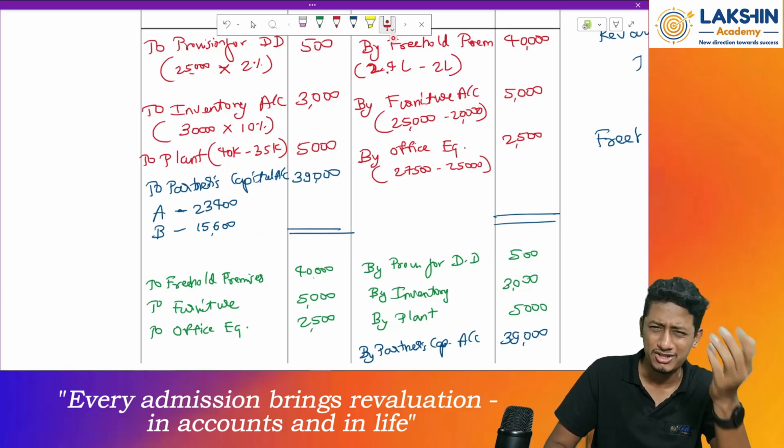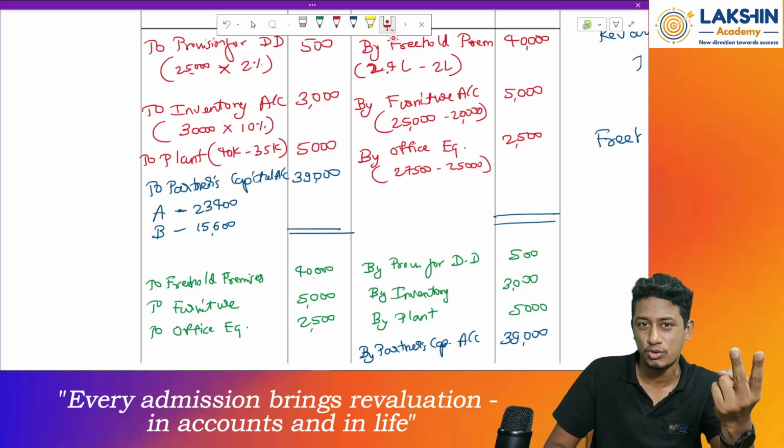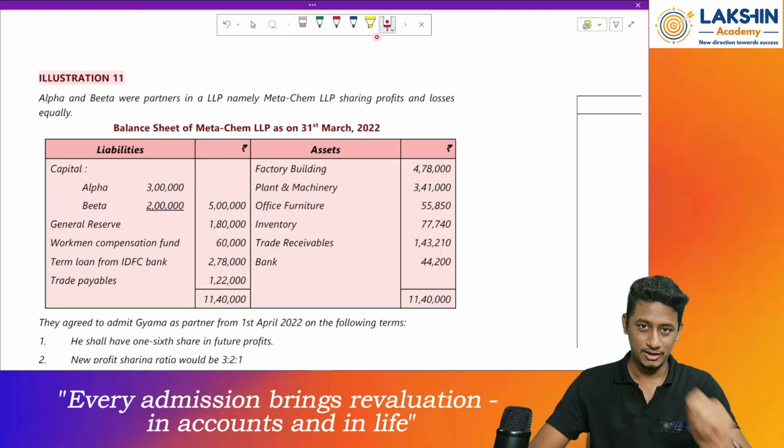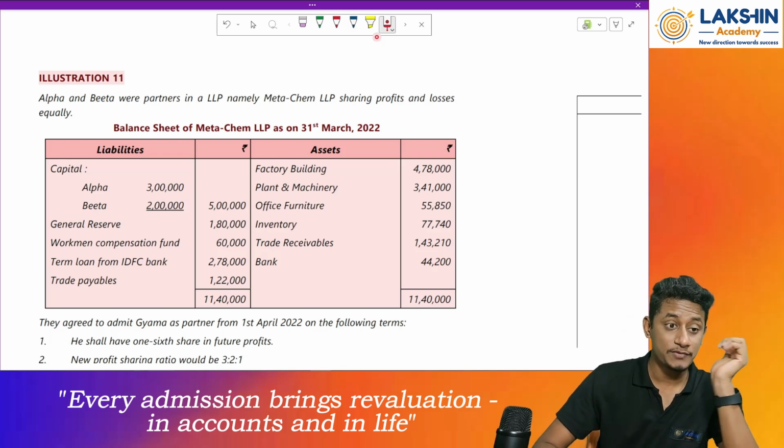I think there are not many questions in your textbooks. I think there are only one or two questions in your textbooks. One question I have solved, and the second question is the first question in your test journals. Please try to solve it. Clear? So continuing with the next part, that is illustration number 11.